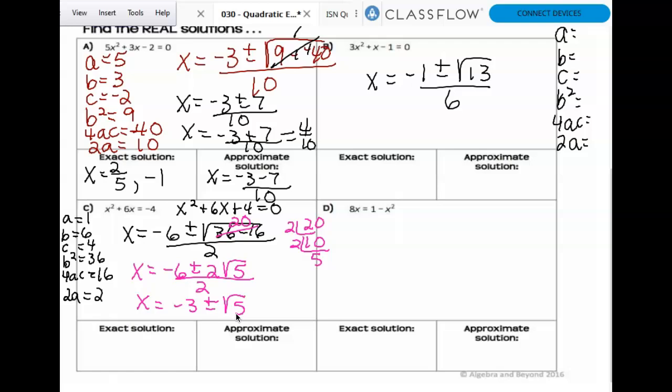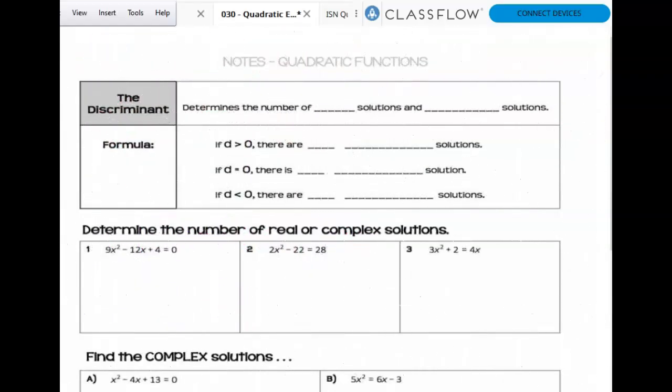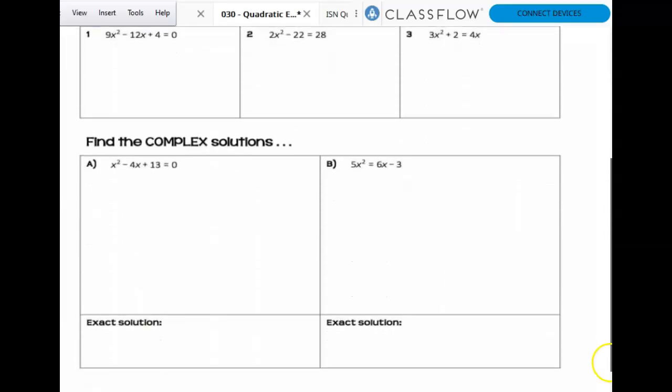Okay. Are we okay? Everybody's good? Okay. Can we go to the second page at the bottom? I want to go to the bottom.